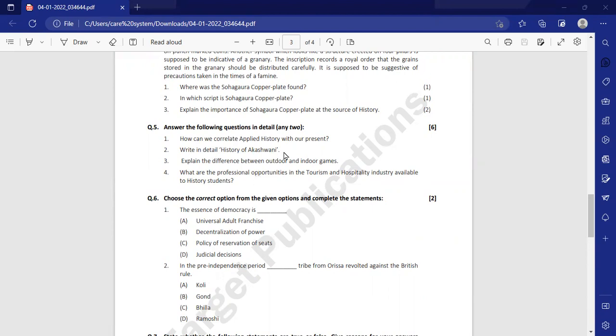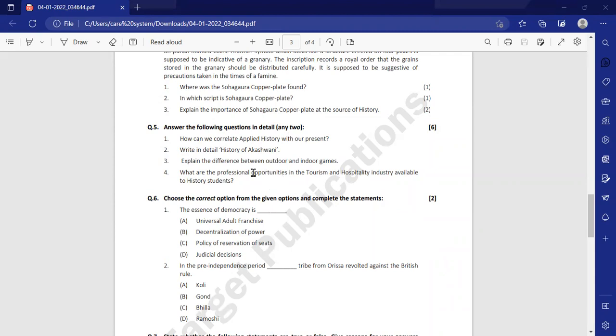How can we correlate applied history with our present? Write in detail the history of Akashvani. Many questions are there. Out of 4 questions, you have to write 2. That is 6 marks. Okay. Already the paper pattern is with you. Before starting the 10th standard only, the paper pattern is given to you by your teachers. Okay. So all of you know what the paper pattern is.